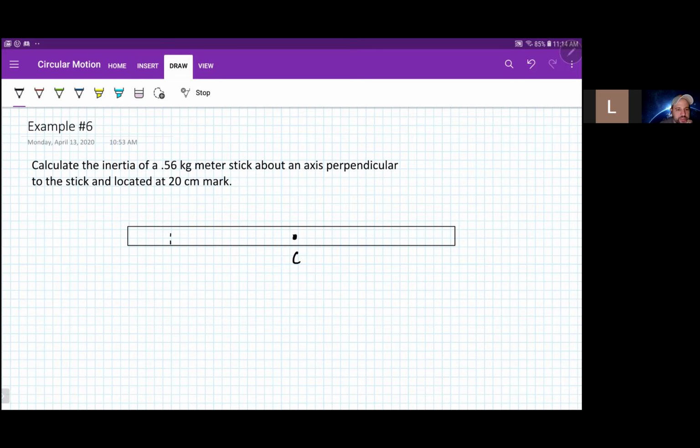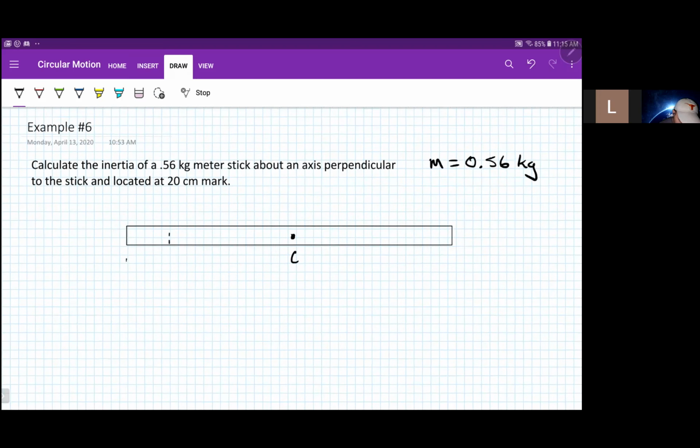All right, so calculate the inertia of a 0.56 kilogram meter stick. I'm going to write down that the mass is 0.56 kilograms, about an axis perpendicular to the stick and located at the 20 centimeter mark. So the distance from here to here, where I'm going to put my axis of rotation, is 0.2 meters. It's going to be too small for me to write, but it's 0.2 meters there.